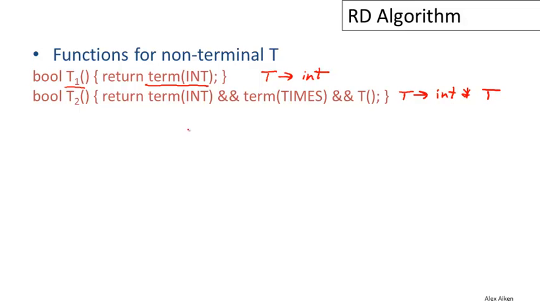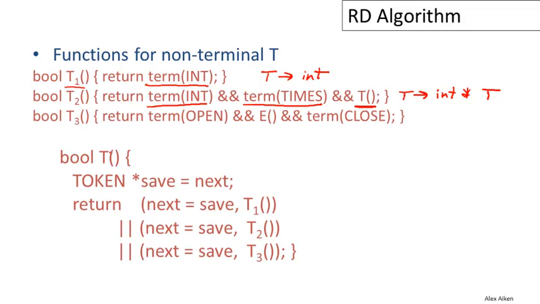T goes to int times T. So we have to match an int in the input, followed by a times, followed by something that matches any production of T. The third production is T goes to open paren E close paren. So what has to happen, we have to match an open paren first, and then something that matches one of the productions of E, so we call the function E there, and then finally a close paren.